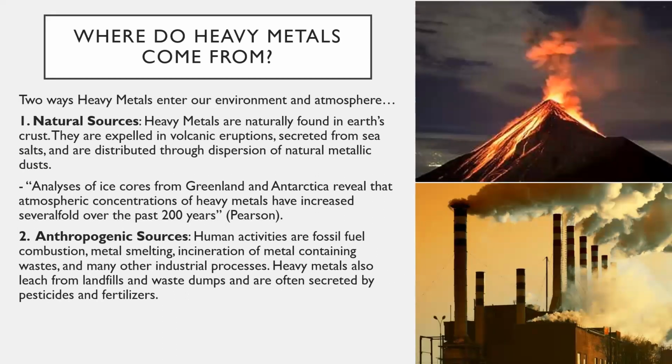Where do heavy metals come from? There are two ways that heavy metals enter our environment and our atmosphere. One is natural sources. Heavy metals are naturally found in Earth's crust. They're expelled in volcanic eruptions, secreted from sea salts, and are distributed through dispersion of natural metallic dust.